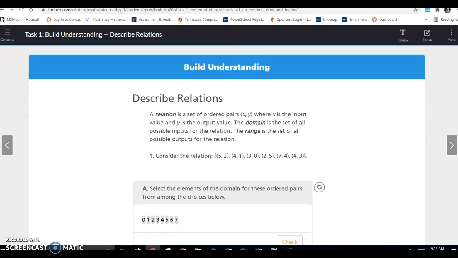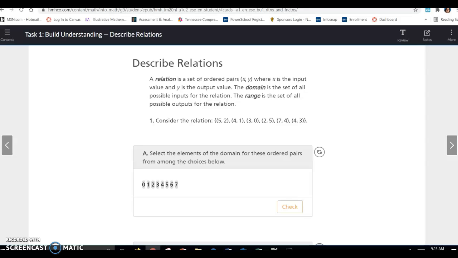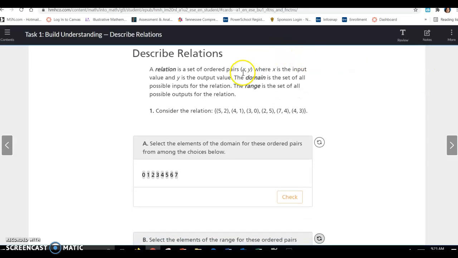All right, describe relations. A relation is a set of ordered pairs, your x and y values, where x is the input value and y is the output value. The domain is the set of all possible inputs and the range is the set of all possible outputs. So domain, range, and relation are all definitions that you need to be aware of.